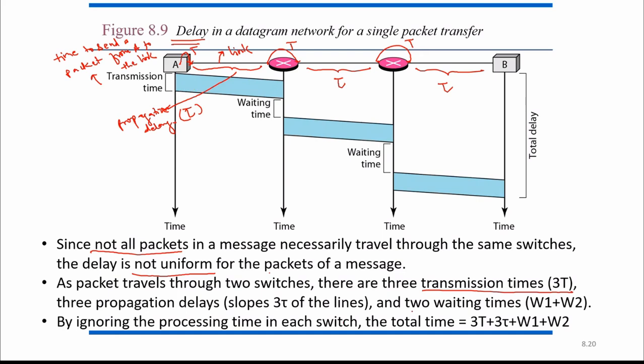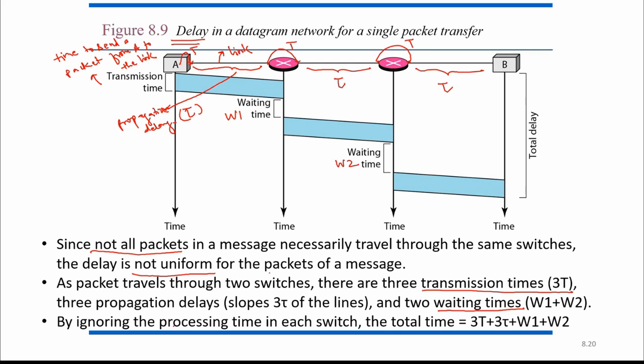Then there will again be 2 waiting times. In the case of these routers, there is a waiting time because suppose it is processing some other packet, so the coming packet has to wait. So this is waiting time 1 and this is waiting time 2.